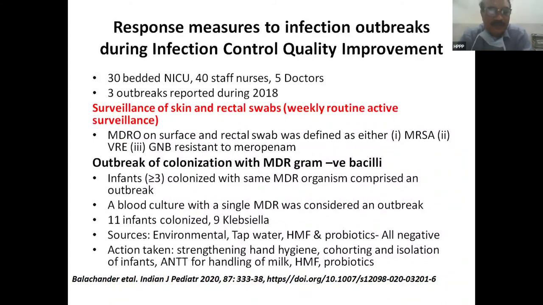2018. The first outbreak was colonization with multi-drug resistant gram-negative bacilli. They defined an outbreak as 3 or more infants colonized with the same MDR organism, or a blood culture with a single MDR organism. 11 infants were found to be colonized, 9 with Klebsiella. They took samples from the environment and from personnel, but were unable to find the source in this outbreak investigation. The action recommended was strengthening hand hygiene, cohorting and isolation of infants, and aseptic non-touch technique for handling of milk, humidifier, human milk fortifier and probiotics. This was the recommendation, but they were unable to establish causal relations.